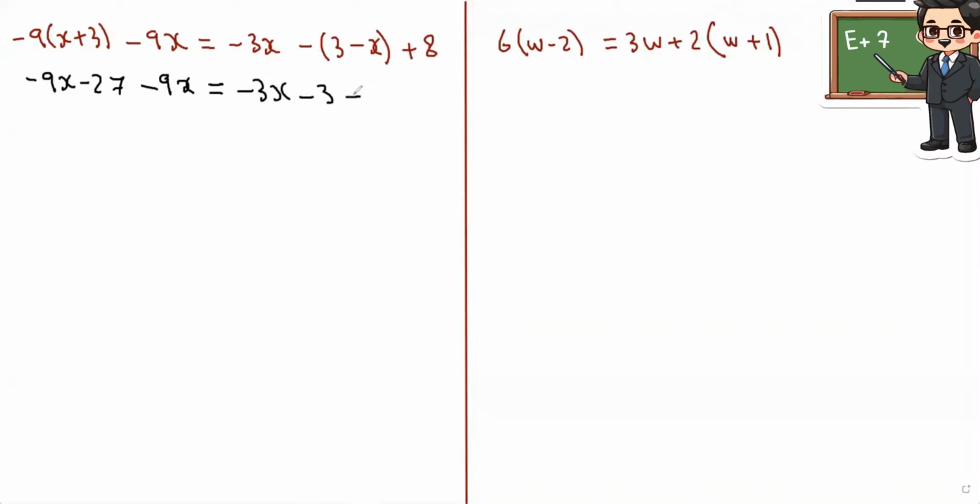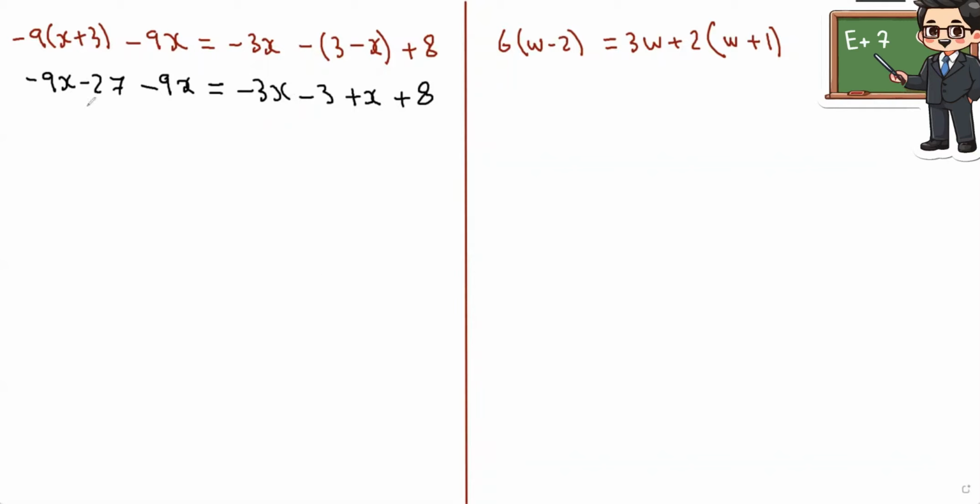Negative 1 times negative x is plus x. The common mistake that students make: they never change the sign of this. They keep it negative, and that would be wrong because you have a negative outside of the brackets. This is a sign changer. And then plus 8. Maybe here it's better to simplify on both sides, the left side and the right side.